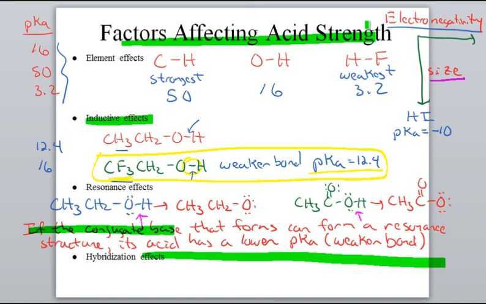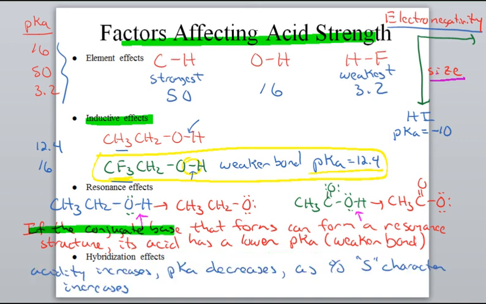The last one is hybridization effects, and this one's a little bit harder to understand, but acidity increases as percent S character increases. This one's a little bit harder to think about, and luckily there's not going to be a question on the exam that discusses it, but it's the S character of the conjugate base that we need to think about when we're looking at pKa values of the acid. So it's the A negative that forms.